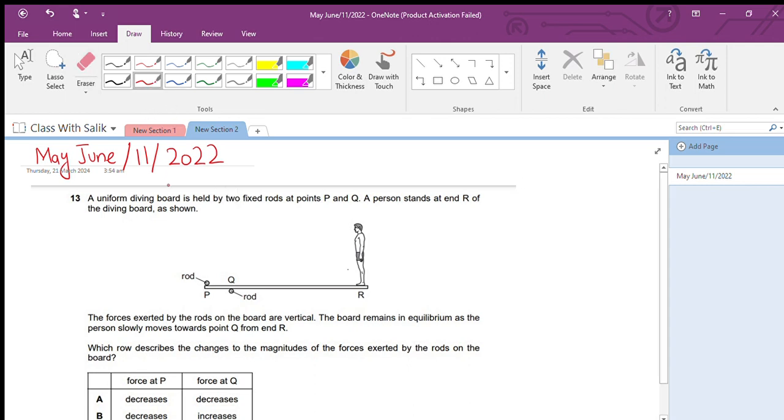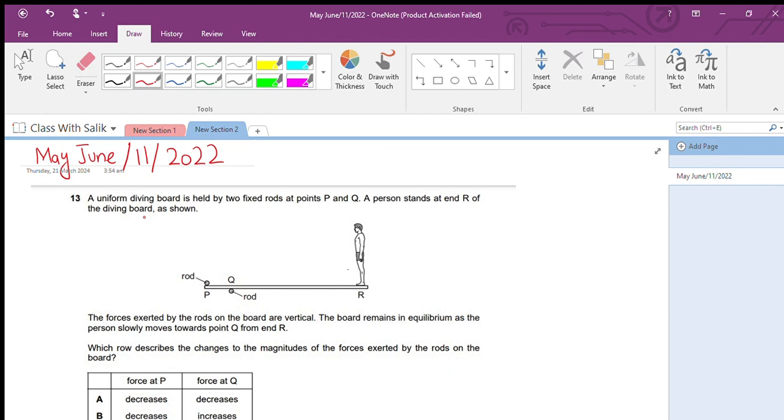This question is from May June paper 11 2022. Basically, it says that a uniform diving board is held by two fixed rods at point P and Q. A person stands at the end R of the diving board. The forces exerted by the rods on the board are vertical. They're not specifying the direction, they're just saying that it's vertical.